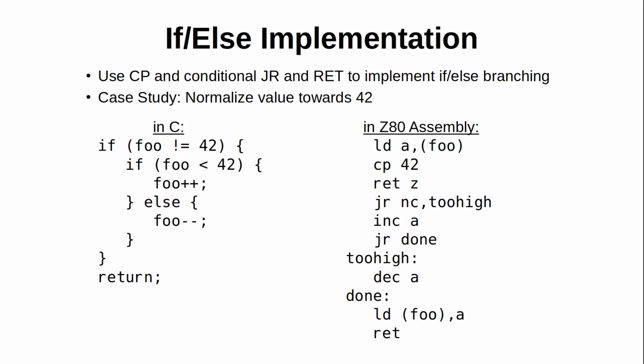In this case, we know the C bit will be clear if the value is larger than 42, and thus too high. If we didn't take that jump, we know that C was set, meaning the value is too low, so we increment A and then jump ahead to the done label. Then we have the too high label, where we decrement A, and then continue on to done, where we write the adjusted value in A back to memory. Now we do an unconditional return, as our subroutine is finally done. While the assembly code may be a bit more involved than the C code, it would generate only 16 bytes of machine code and run very quickly.